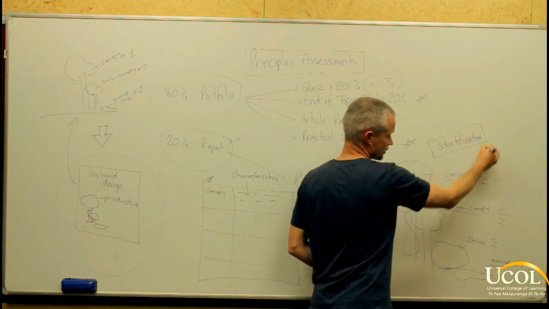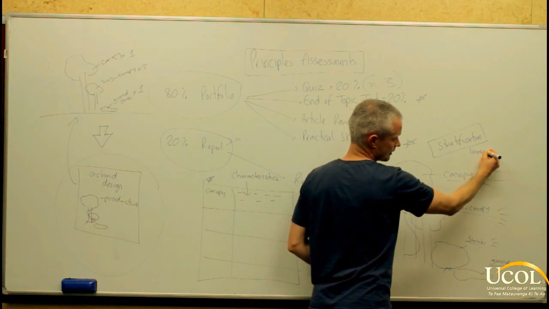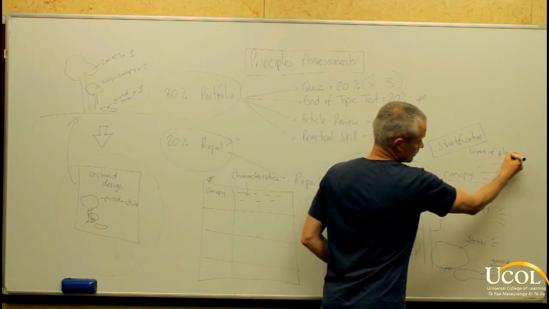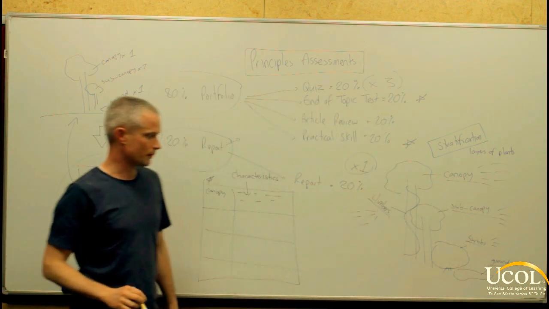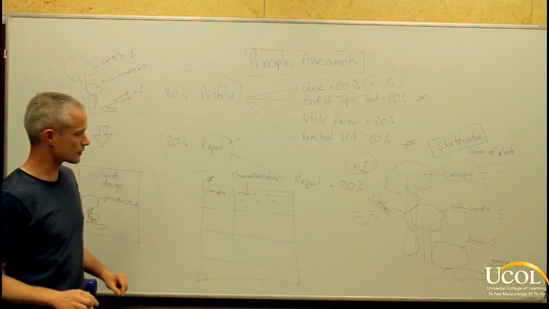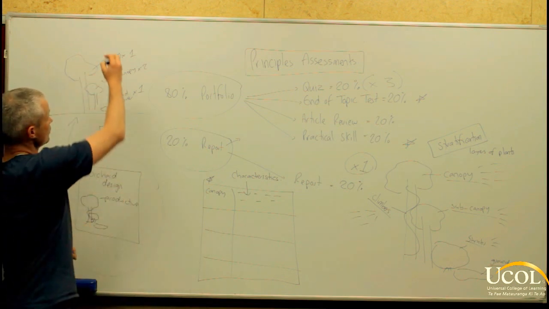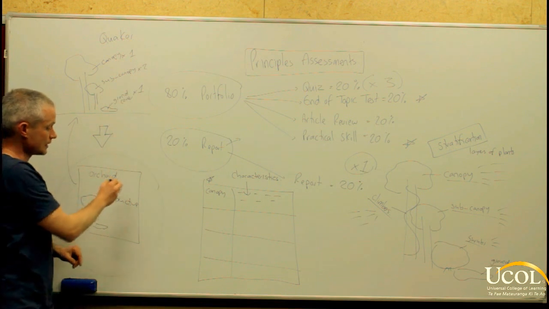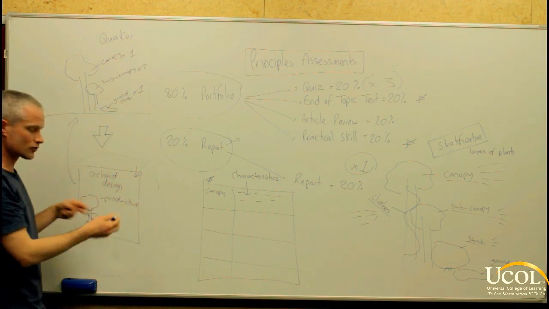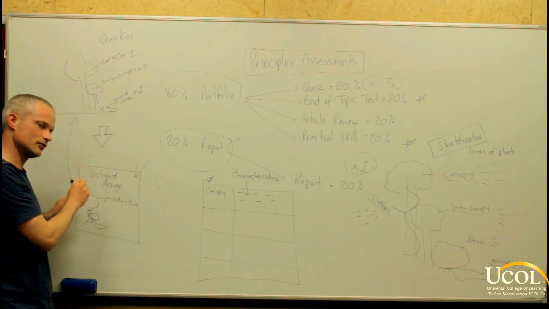Stratification just means layers of plants. So you'll describe what it's like at that Bushy Park orchard, forest. You'll describe what it's like at the Quaker settlement. And then you'll present your design, and you'll describe your thinking behind your design.